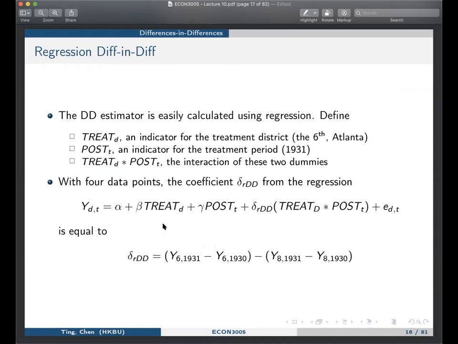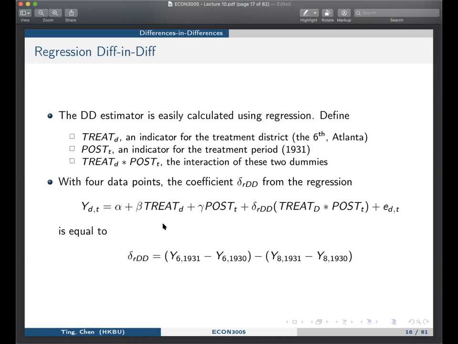We define three variables. One is the treatment variable, an indicator for the treatment district. It will be 1 if our data point refers to the 6th district, and 0 if it's the A district. Another dummy variable is post. It's an indicator for the treatment period, that's 1931. So for the periods before 1931, post is 0, and for the periods after it, it is 1.